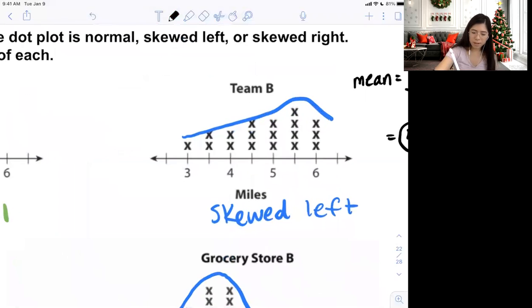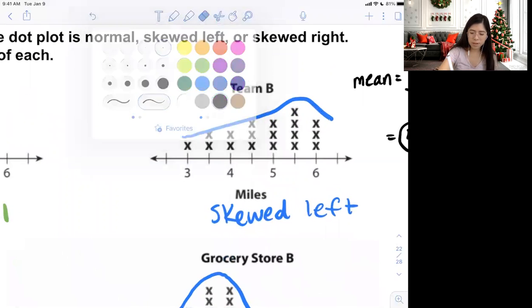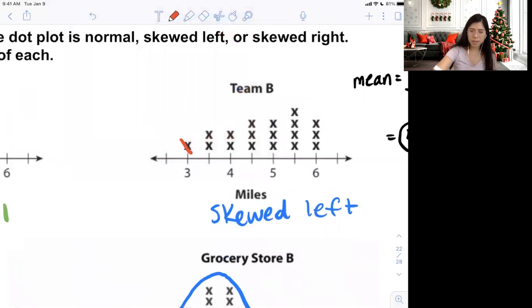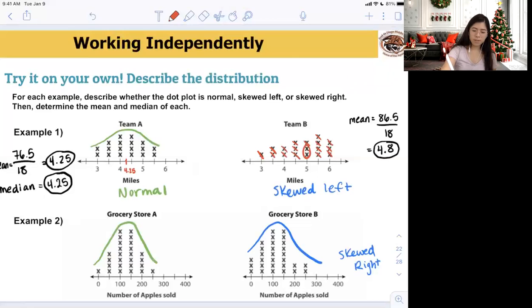This one's a little bit harder because it's more obviously skewed, but let's take a look. I cross off 1 on the left, 1 on the right, 2 on the left, 2 on the right, 1 on the left, 1 on the right, and now my middle values are both 5, which means my median is 5.